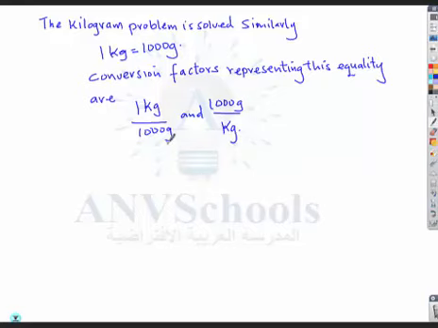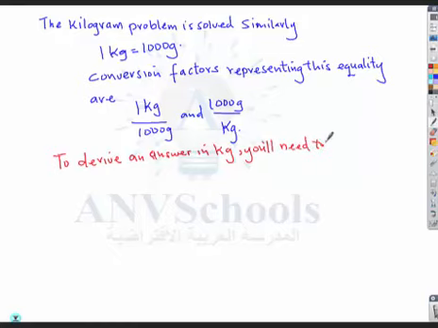To derive an answer here in kilogram, you will need to multiply our value, which was 5.712 gram, by a conversion factor. We want to do away with this gram. So are we choosing this factor, or this conversion factor?